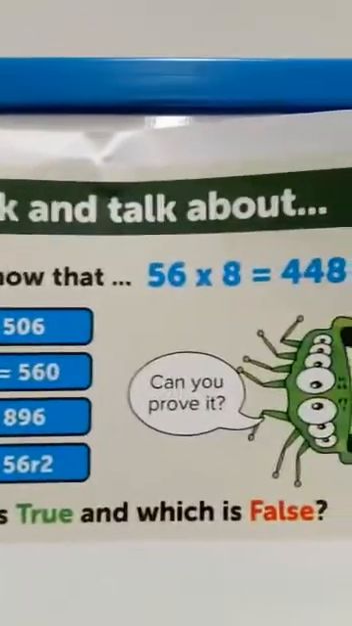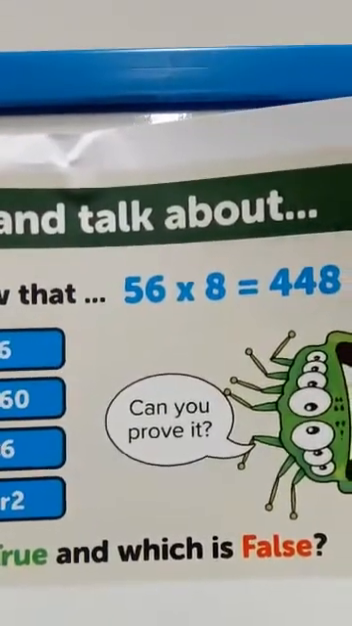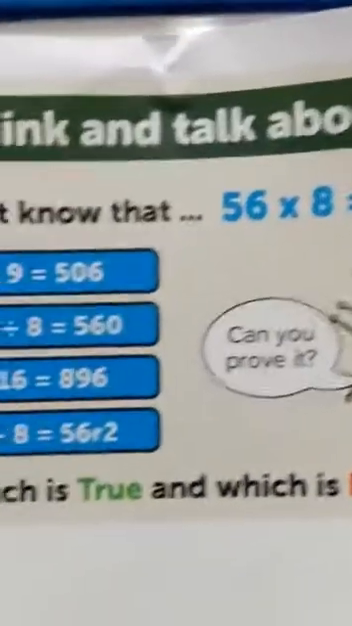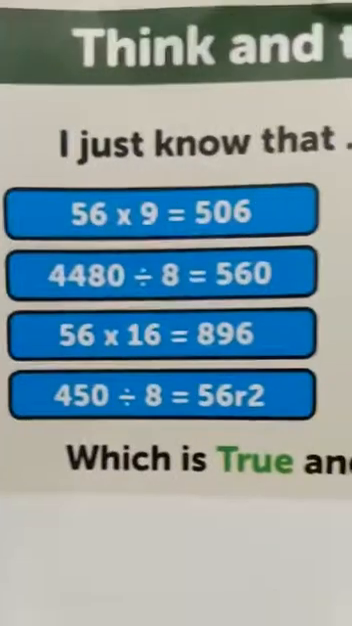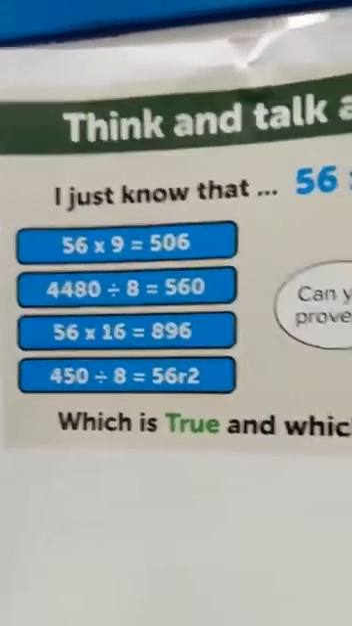And then there is a "Let's prove it." If you look carefully at this sum, 56 times 8 is 448. Which of these statements is true and which is false? And how can you prove it? So show me in your working out.